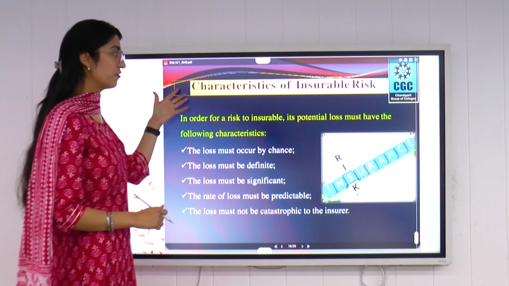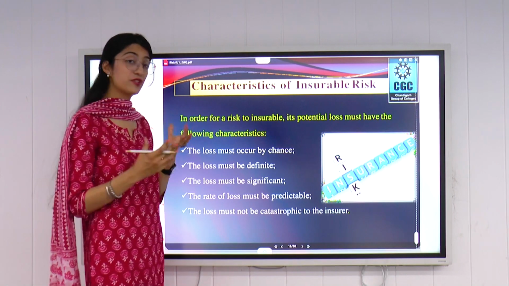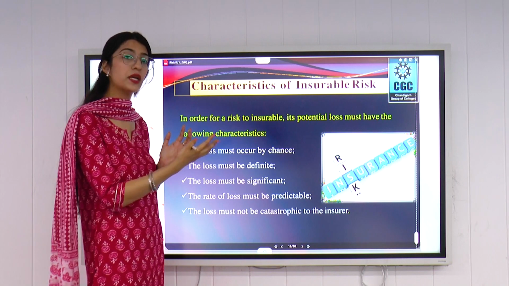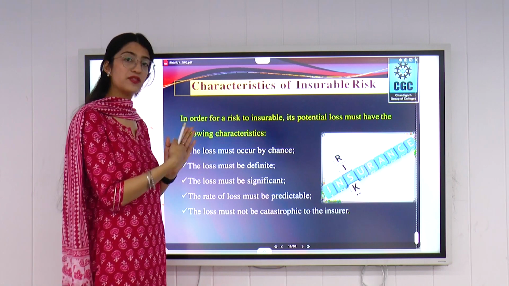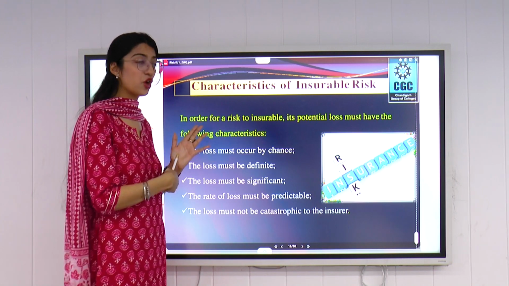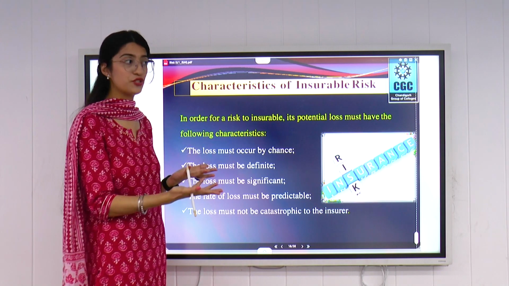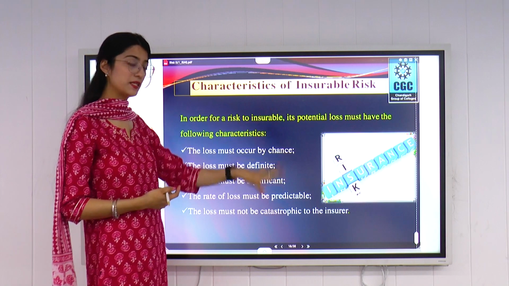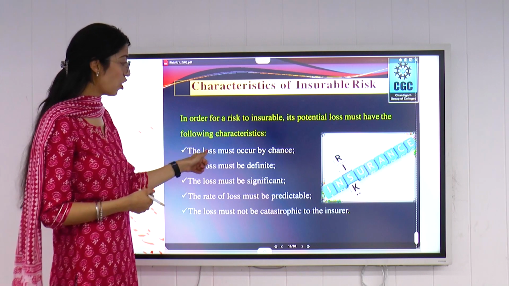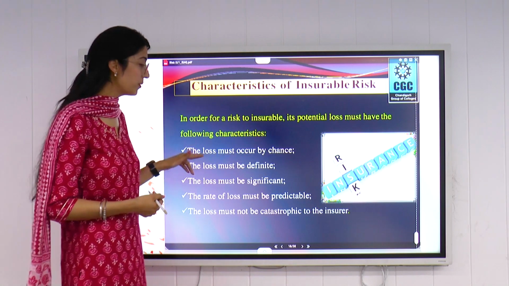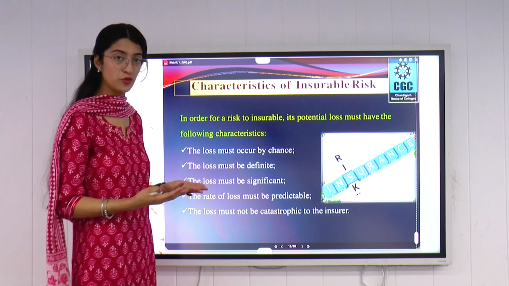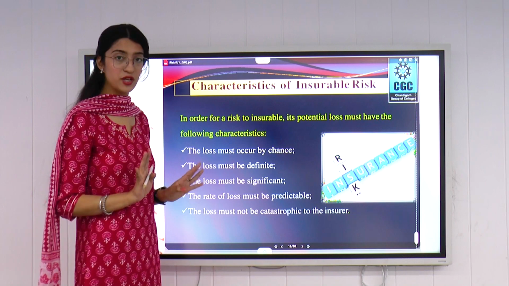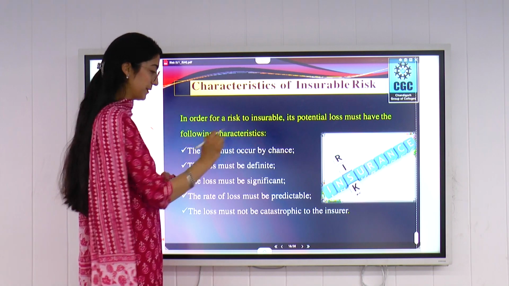Now, characteristics of insurable risk. Risk has two categories, which is a separate topic: one risk which is insurable and another which is not insurable. We will discuss only the insurable risk in this subject. The first one is that the loss must occur by chance. Any loss must not be intentional. If we do certain things intentionally, the company will not give any compensation. It should be by chance.